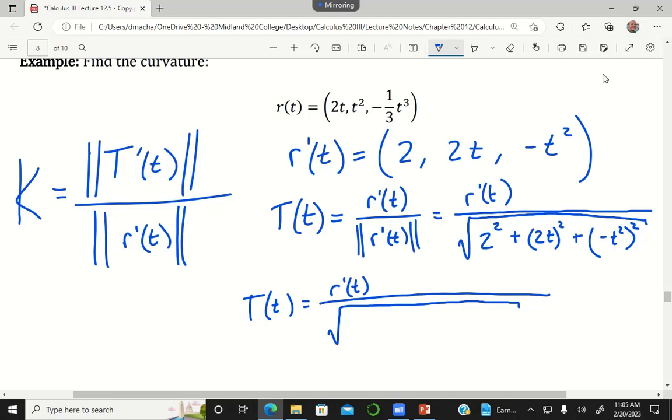So this would be t to the fourth plus 4t squared plus 4. Yeah, I started at the end. I did the negative t squared squared, and then I moved backwards.